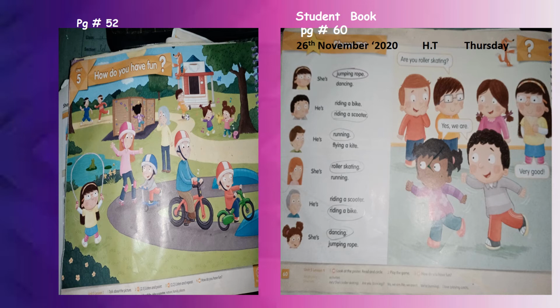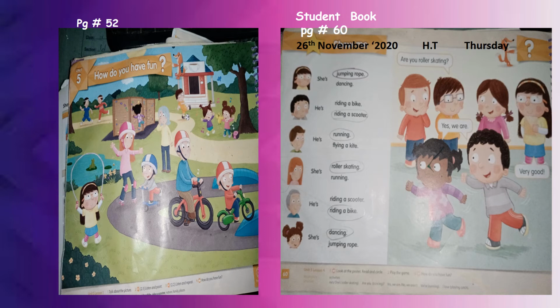Look at the next picture. What Dad is doing? He is running, full stop, or he is flying a kite. He is running. You have to circle the word running. You have to open page number 52 and you have to look at the people, what they are doing on this page. Same characters are given on page number 60.